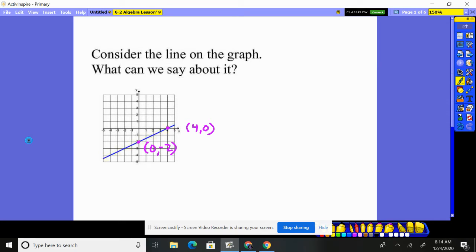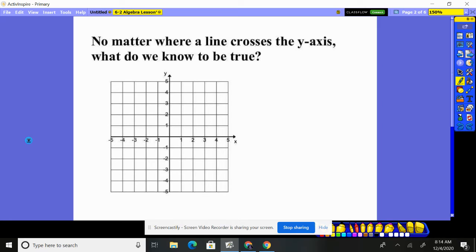Okay, so that's what we notice. We're noticing the intercepts. Pretty easy idea. Where is it crossing the axes? So no matter where a line crosses the y-axis, what do you know to be true? If it crosses there, or here, or down here, what do we know is true every single time? That's the ordered pair 0, 3, let's say. This one is 0, -2. What is true every single time?